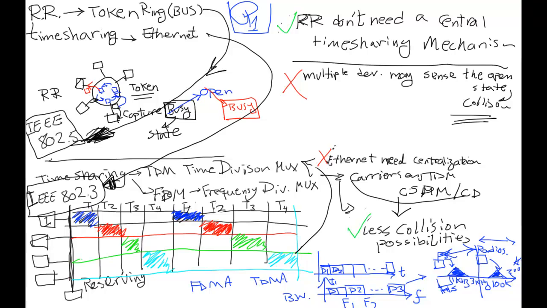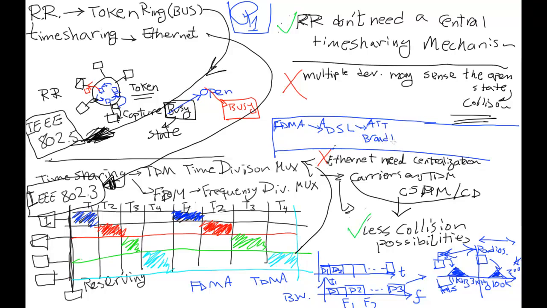If you want to think about probably the most obvious example of frequency division multiplexing, FDMA, it's basically your DSL line, or rather here we call it asymmetric digital subscriber line. So when you call up AT&T and get broadband internet access with ADSL, what they do is utilize your telephone line, so your physical layer is basically your telephone line.